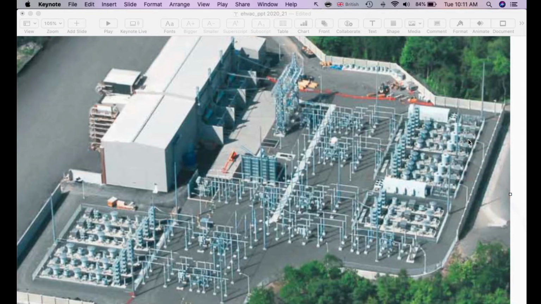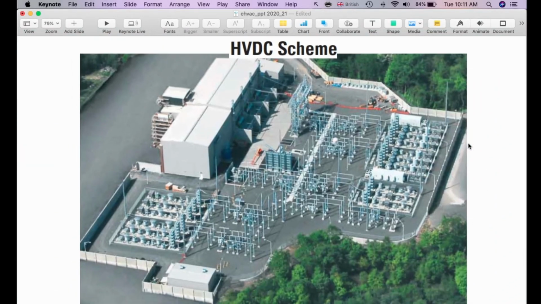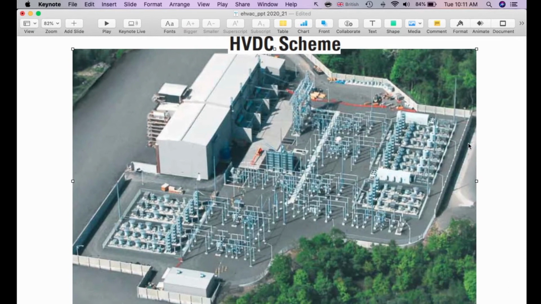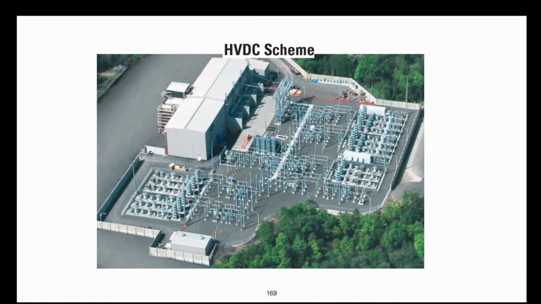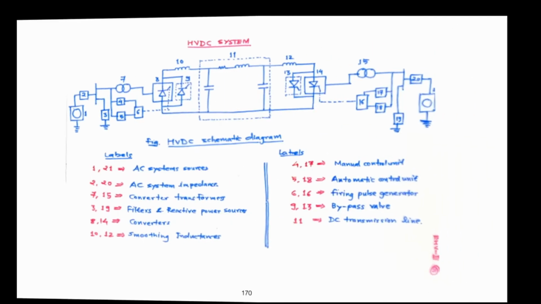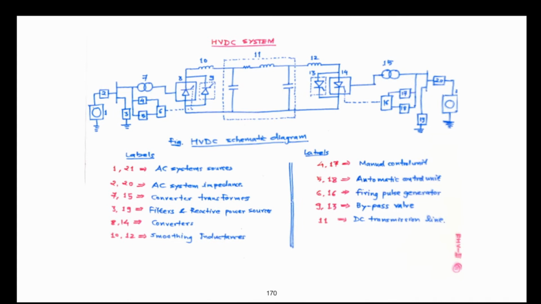So this is the typical HVDC scheme that we are observing as a bird's eye view. So whenever you visit a HVDC scheme, you'll be able to explain what the various components are. And of course, studying the scheme with a bird's eye view is not an engineer's way of doing it. Let us switch over to the detailed schematic diagram. What are the various components that are present in the HVDC scheme, right? Let us check. Okay, here.